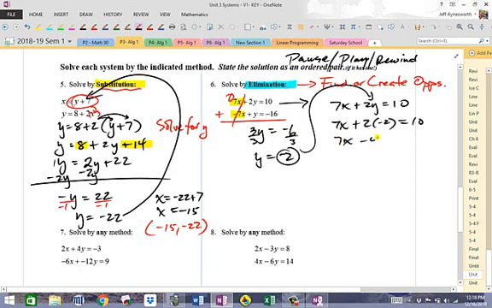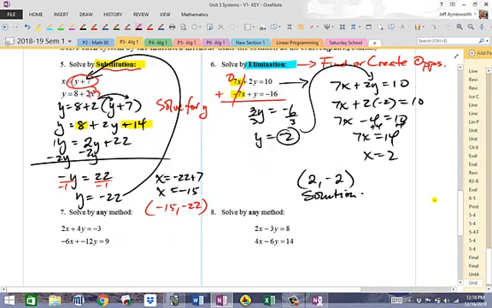So you get 7x minus 4 equals 10. Adding 4, you get 7x equals 14. You just got to add 4 there. And obviously 7 times 2 is 14, so x is 2. So your solution is 2 comma -2. There's your solution to the system.